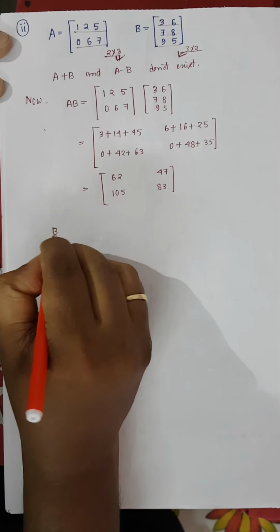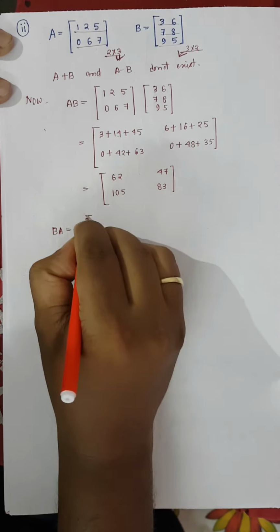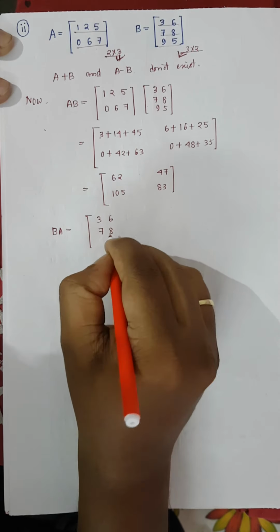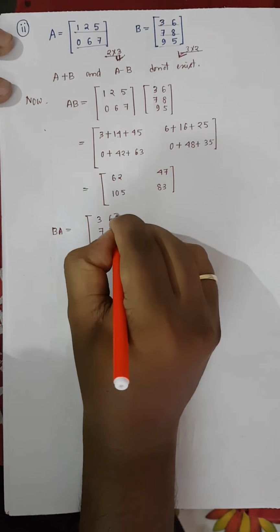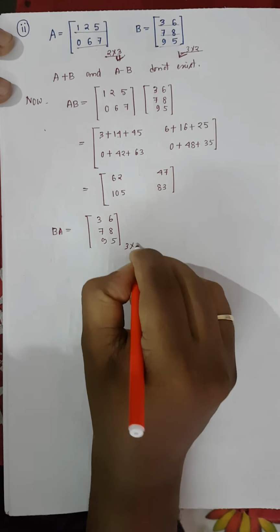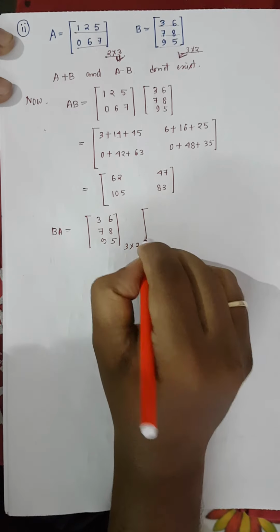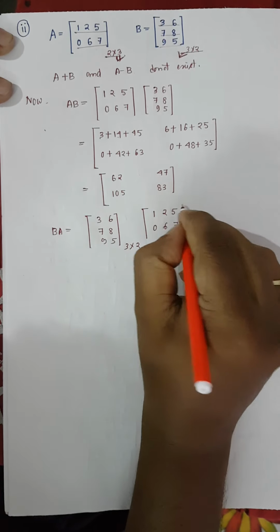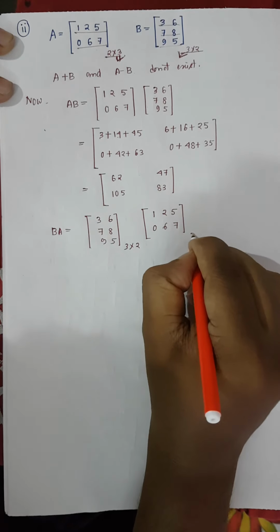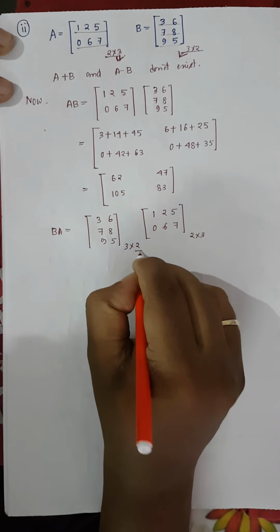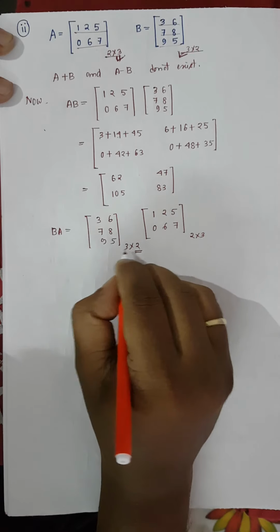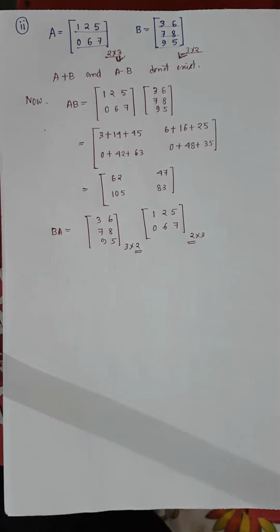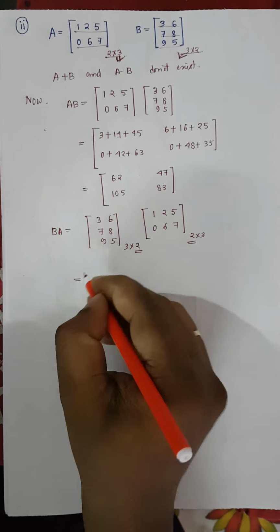Now find out the product BA. Now B is the first matrix, so it is 3 6 7 8 9 5. The matrix B having order 3 by 2 and matrix A is 1 2 5 0 6 7. Matrix A having order 2 by 3. Again, the number of columns of B is equal to the number of rows of A. So the product BA will exist.